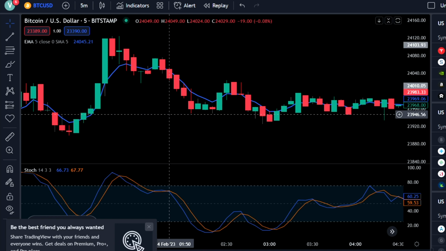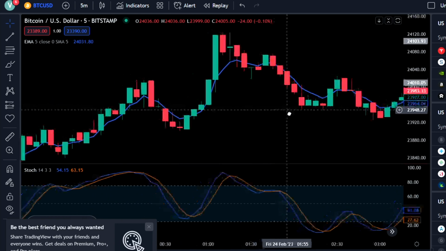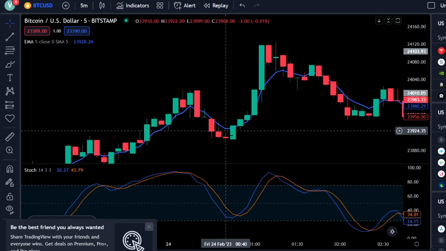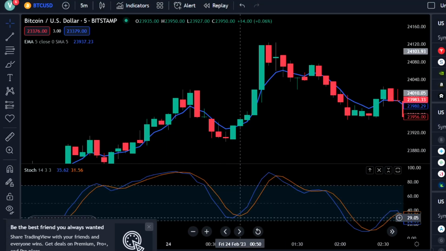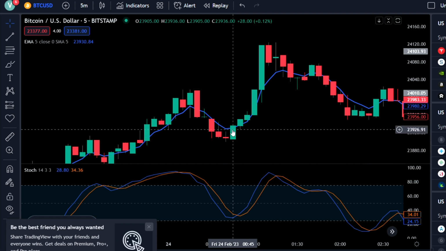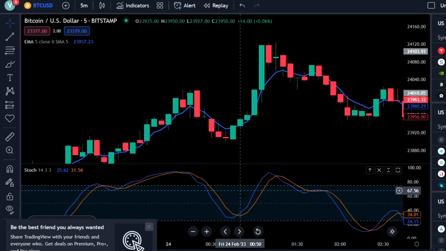So what the first step you want is, for instance, for long trades. We're going to go over the long trade strategy first and then I'll show you guys a short trade strategy. So on a long, you want the price action to be below the 5-period EMA, so it's kind of away from it. And then what you're looking for is a positive crossover in the stochastic. You see a positive crossover when the blue crosses above the orange. That's a positive crossover for a long position.